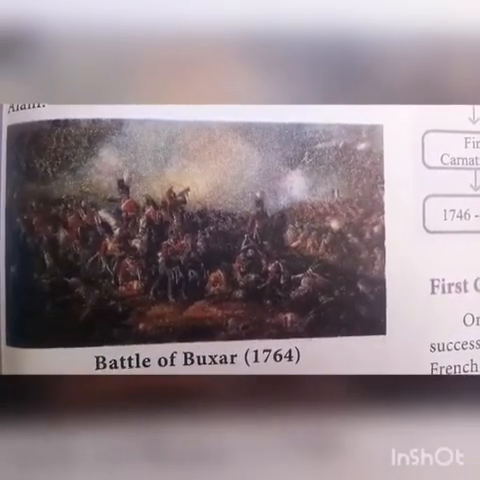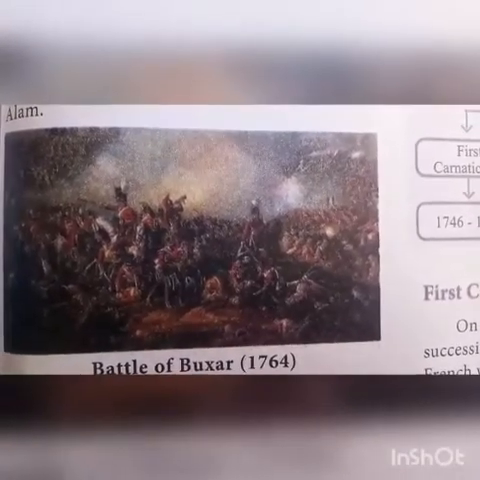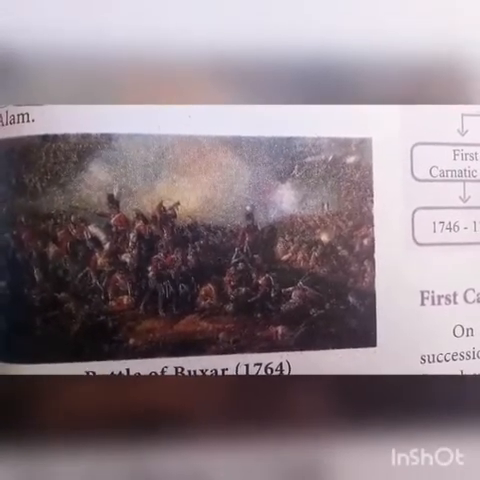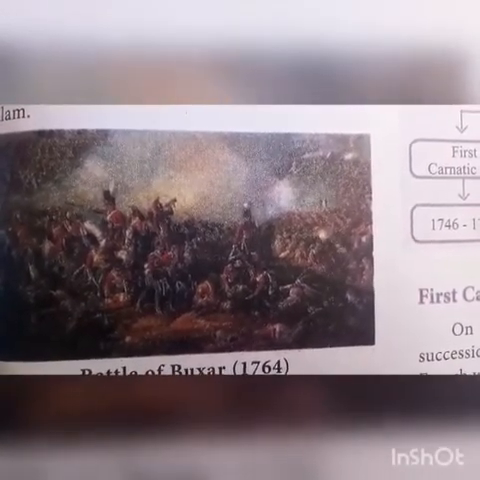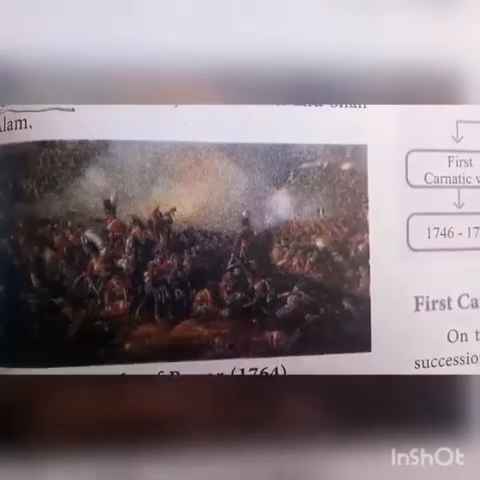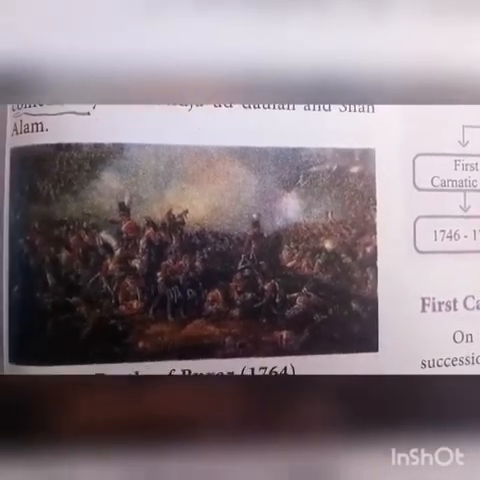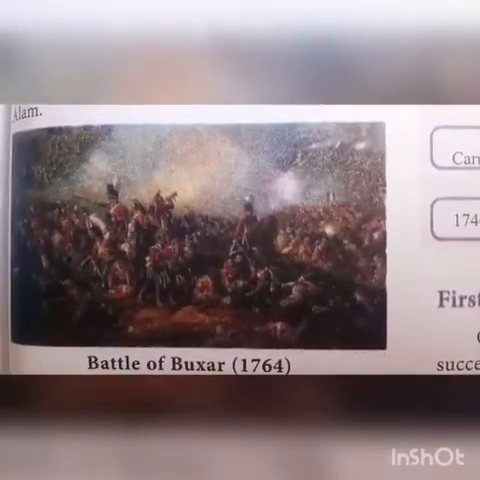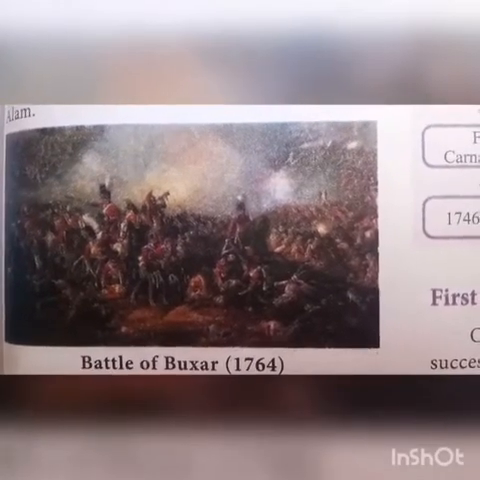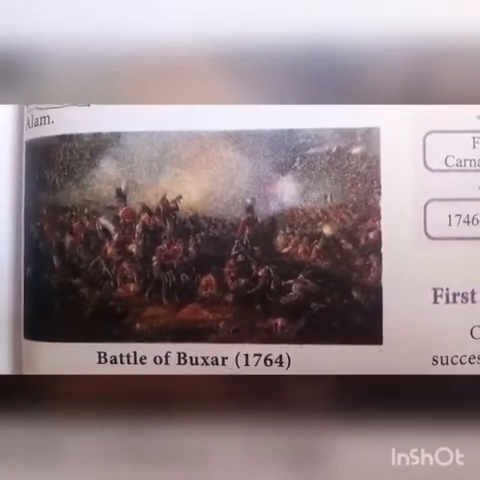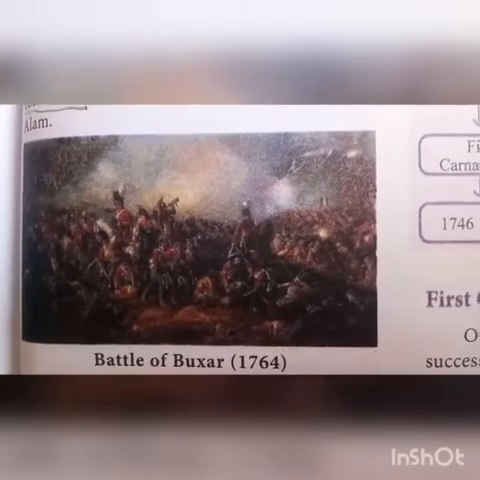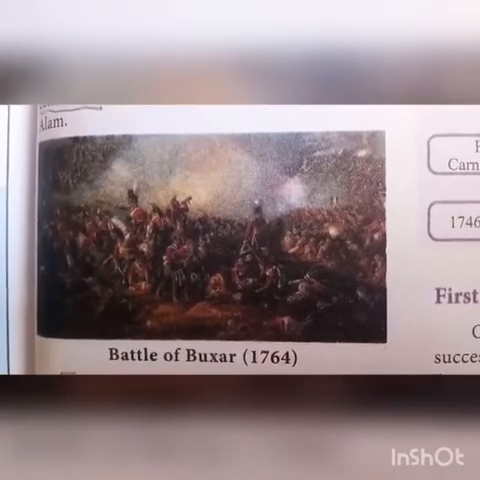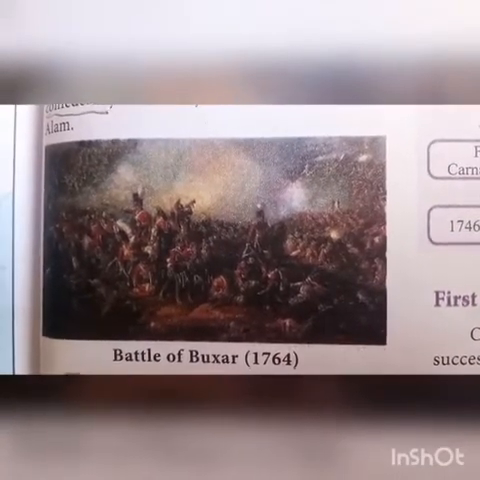He shifted his capital from Murshidabad to Monghyr. Mir Qasim soon revolted as he was angry with the British for misusing his dastaks. However, having been defeated by the British, he fled to Awadh, where he formed a confederacy with Shuja-ud-Daulah and Shah Alam. The battle was fought on October 22, 1764 at Buxar, a small fortified town within the territory of Bihar, located on the banks of the Ganges River about 130 kilometers west of Patna.